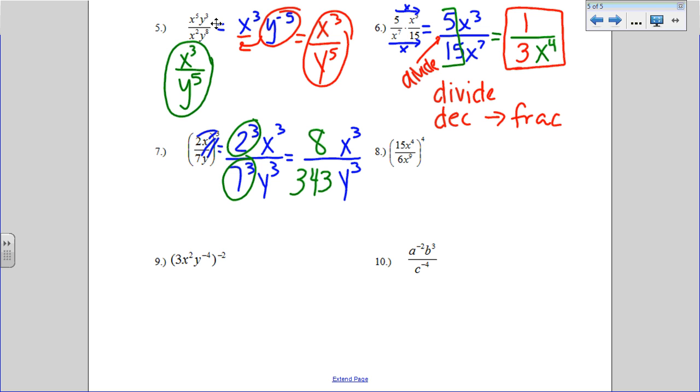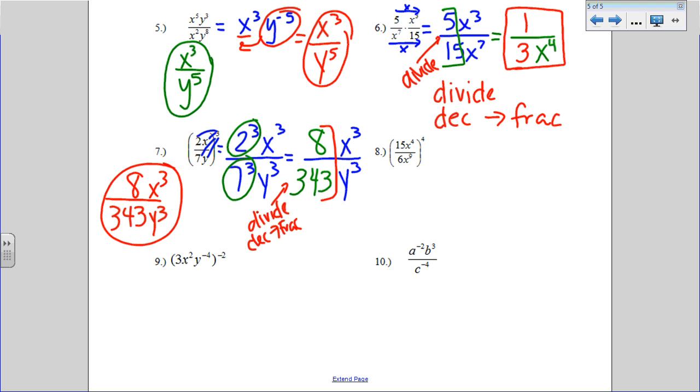Now it looks similar to what we had in number 6, so you're going to have to take your 8 and your 343, and you're going to have to divide. What we find out, though, is when we divide and we take the decimal and turn it into a fraction, we find that it stays the exact same. So our final answer here is 8 over 343. It doesn't change. X to the third, y to the third. But always check your division.